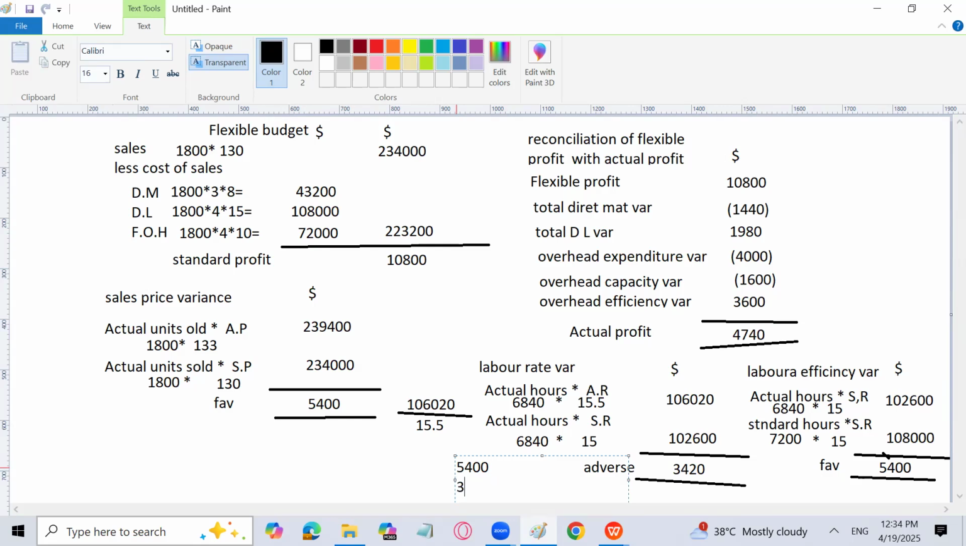5400, 3420. And overall, we have 1980 favorable labor variances. And for the same reason, because our labor is skilled and we are paying them high, our total material variance is also favorable. Because as I discussed with you, they are going for less wastage of material.